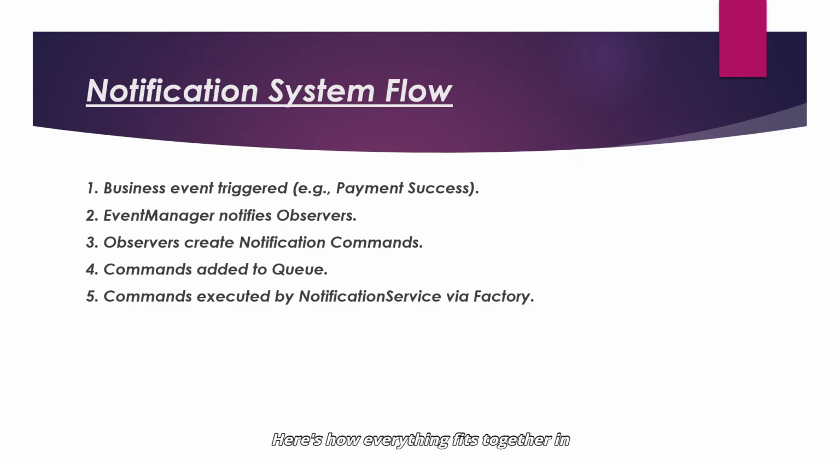Here's how everything fits together in runtime. First, a business event occurs, such as a successful payment or order placement. The event manager detects this event and notifies all registered observers. Each observer responsible for a specific notification channel or type creates a notification command and places it into a command queue. A separate notification processor pulls commands from the queue and, using the factory, creates and sends the appropriate notifications.